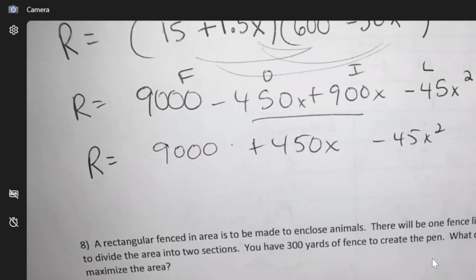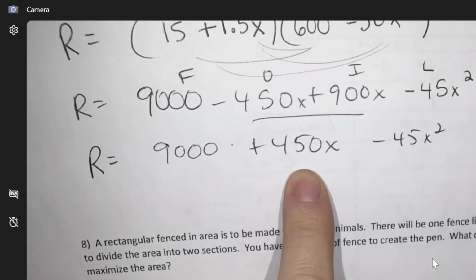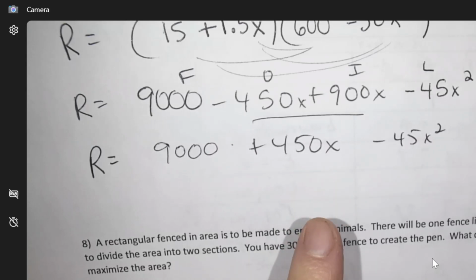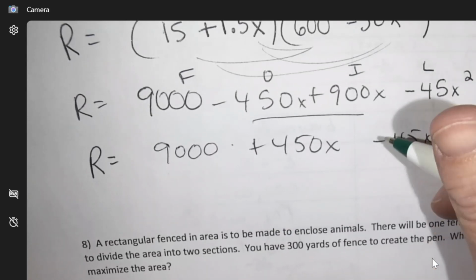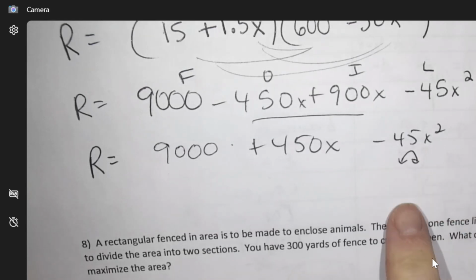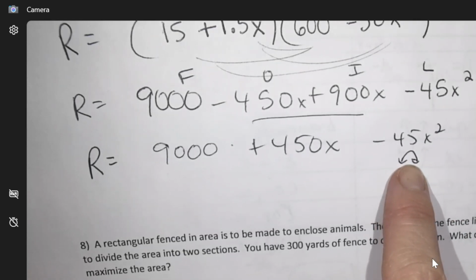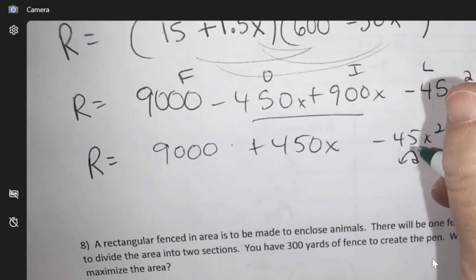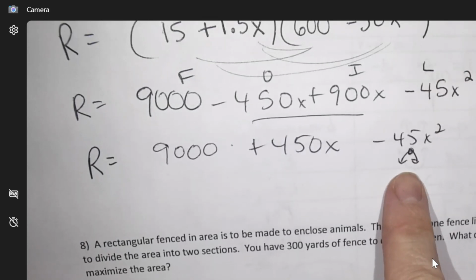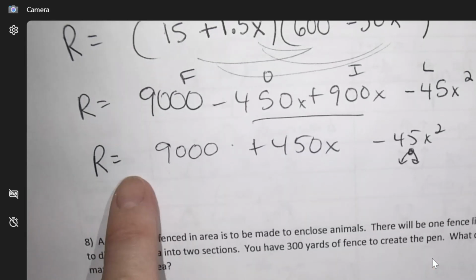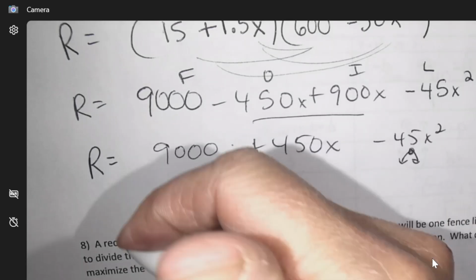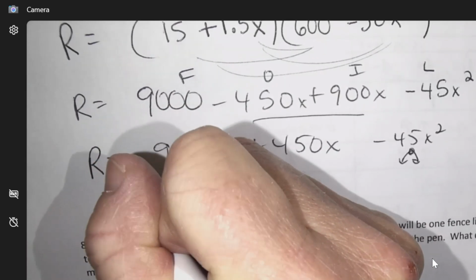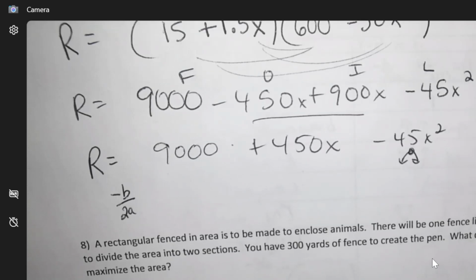Okay, this is good. We did the FOIL. I collected those 2 terms. Okay, so we're trying to do a max revenue, and I do know that this is opening down, negative 45x squared. So I'm trying to figure out maximum. So a vertex. Vertex is a maximum. How do you get vertex when you look like this? Negative b over 2a, plug in that method. Okay, negative b over 2a.